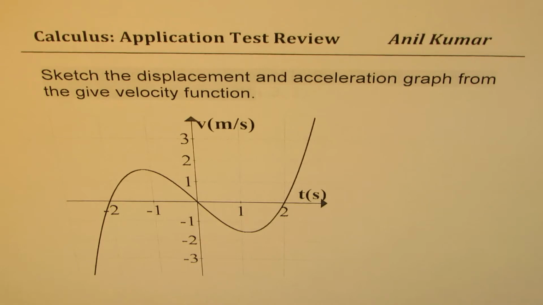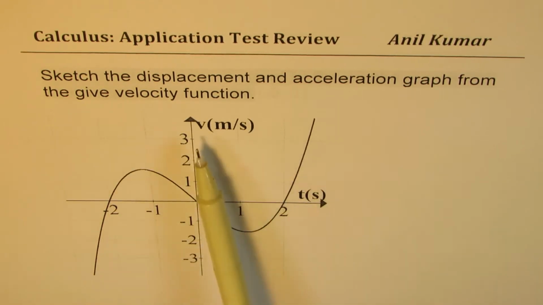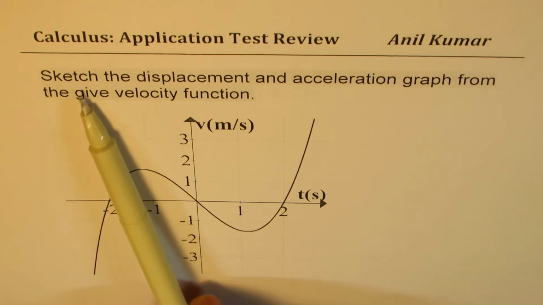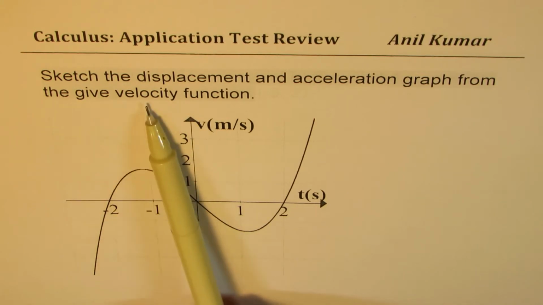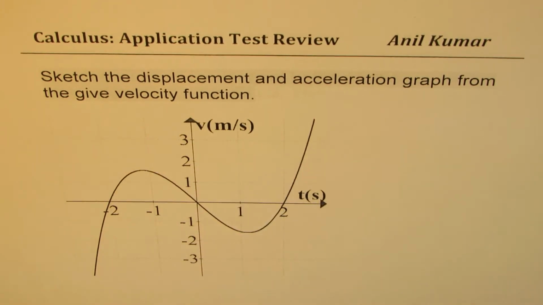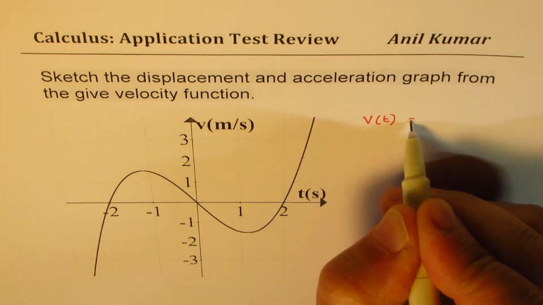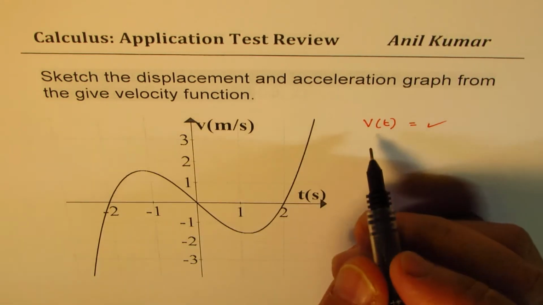So the first one here is to really understand what rate of change is. So what I've done here is taken a sketch, so we have a sketch of velocity here. So let's read the question. It says, sketch the displacement and acceleration graph from the given velocity graph, right? So we are given velocity graph, so we know v of t. That is what we are given. Now we need to sketch the other two.